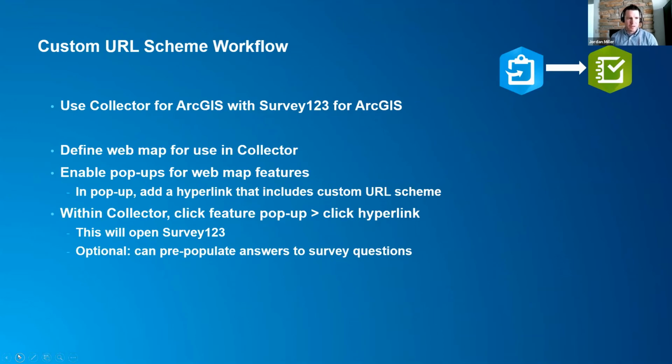So again, another example of this would be to use Collector for ArcGIS, which is now going to split into ArcGIS Field Maps. So probably not too relevant here, but again, just reinforcing being able to use that URL scheme workflow by enabling pop-ups in that web map features. That pop-up can specifically call that specific Survey123, and through that URL payload, you can tell it exactly what you want it to do and what you want it to enable for that end user to use.